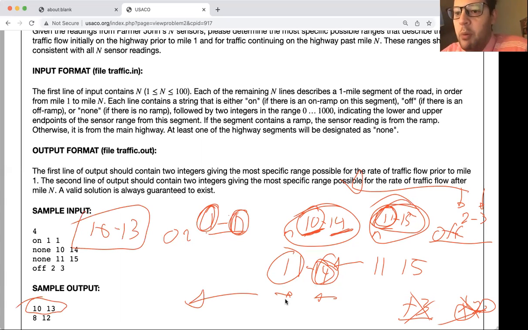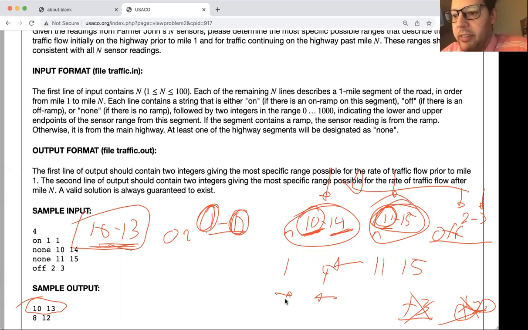As long as I'm moving left to right, remembering that because I'm going left to right, I'm subtracting. Anytime I have an on-ramp, I need to be subtracting from my number. Anytime I have an off-ramp, I need to be adding to my number. Once I get to the end here, as long as I'm constraining with the innermost of every single range, I'm going to have the smallest possible range.